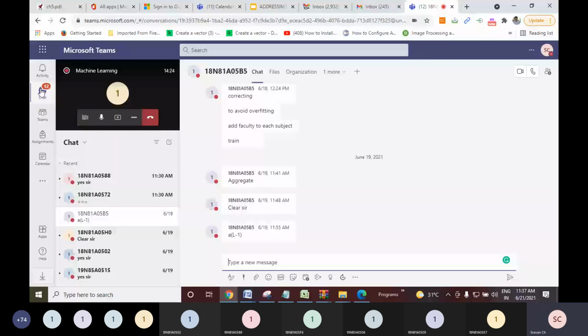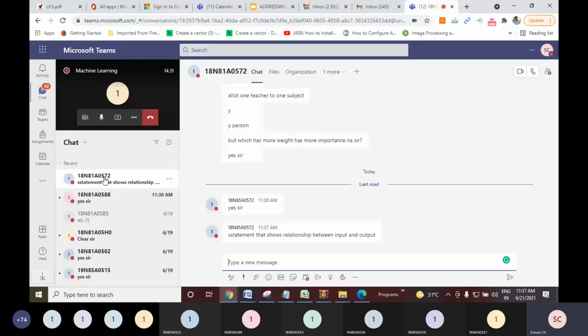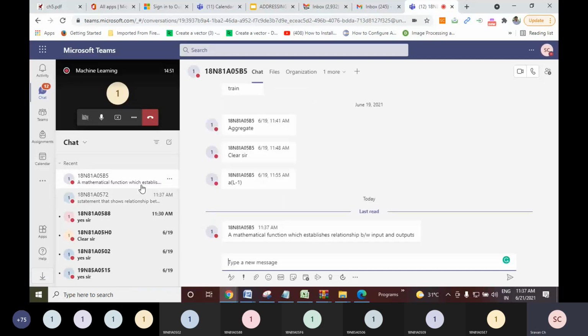Yeah, great. A statement that shows the relationship between inputs and outputs. Yes, that is a hypothesis. Very good. So a hypothesis is something which shows the relationship between input and output. And there can be multiple hypotheses that can be formed for a given problem. It's a mathematical function which establishes the relationship between inputs and outputs.